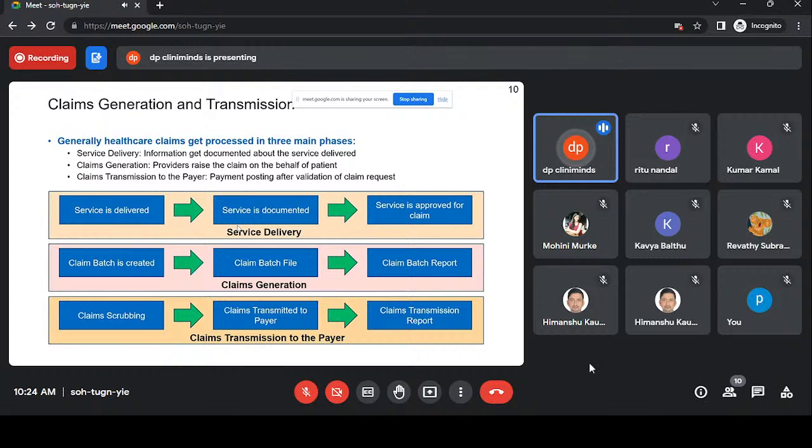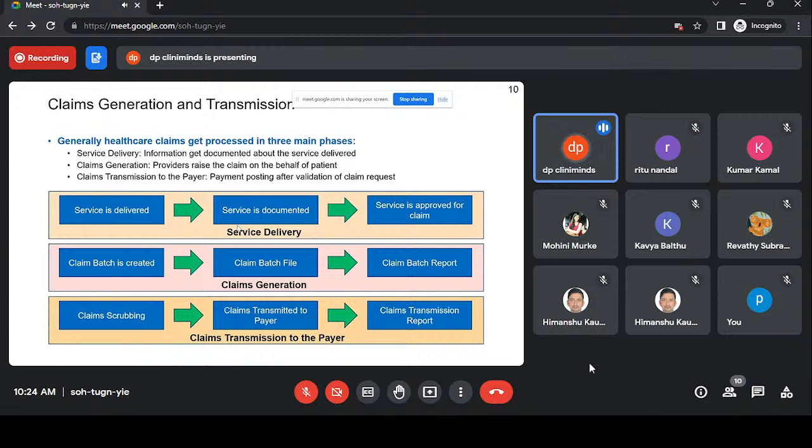And then the claim transitions to the payers, posting after validation of the claims request. So there is a good flow chart. You can see services delivered, services documented, services approved for the claim.